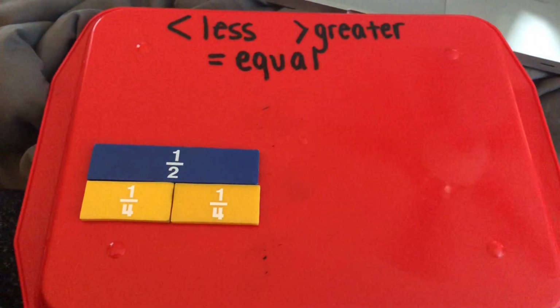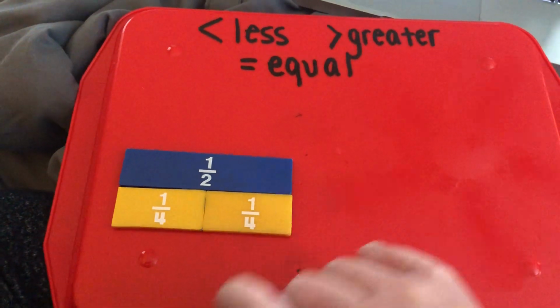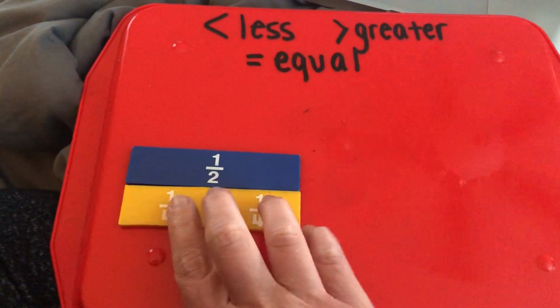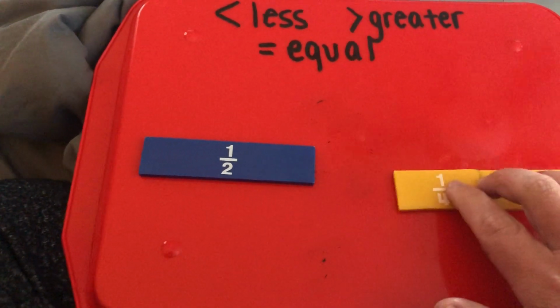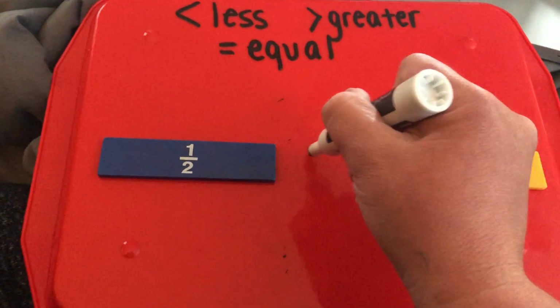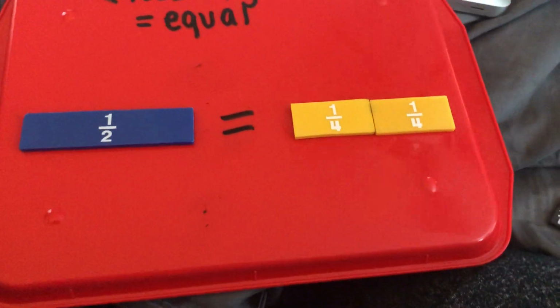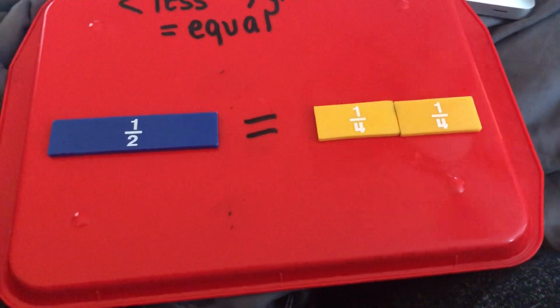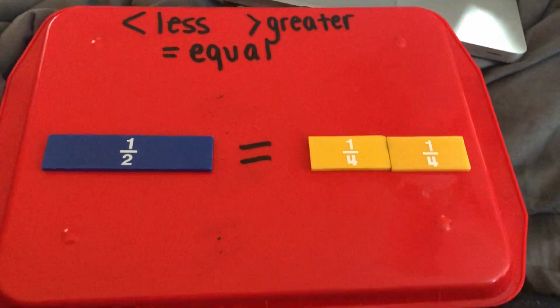So I wonder what that means if they take up the same amount of space, or if they were at the same spot on a number line. I think that 1/2 and 2/4 are equal to each other. So if these were on a number line, they would fall at the exact same spot on a number line.